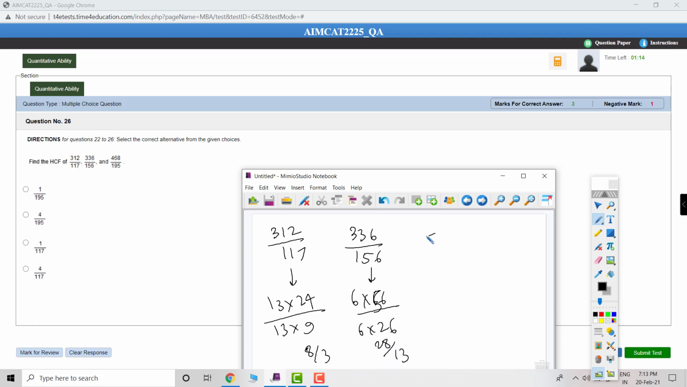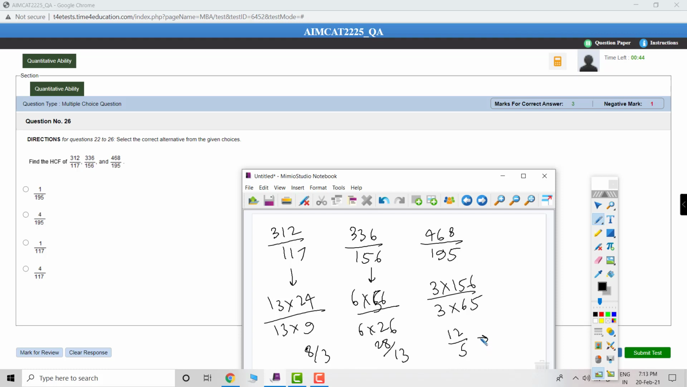Last fraction is 468 divided by 195. Let's do it quickly. Over here this is 3 into 156. And this is 3 into 65. Okay, 3 will get cancelled out. 13 ones are 13, 13 twos are 26, 13 fives are 65. Okay everyone, so we got 3 fractions now. Which 3 fractions? 8 by 3, 28 by 13 and 12 by 5.